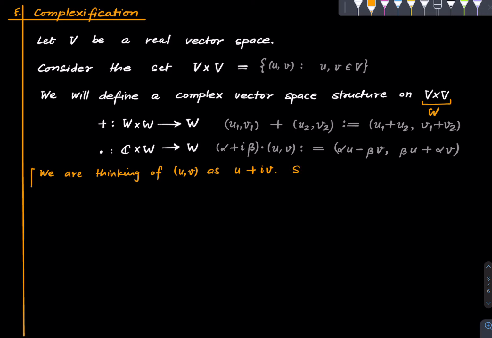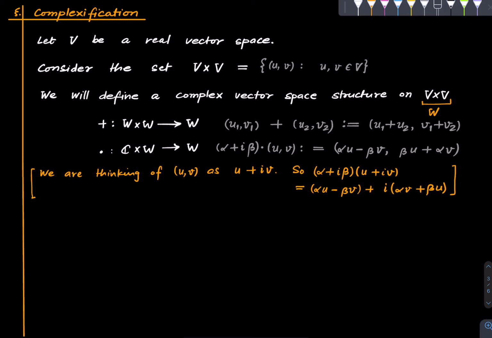So alpha plus i beta times u plus i v, if you just formally apply how you multiply complex numbers, is this times that, then this times that, but i times i is minus 1. So the real, quote unquote, part would be alpha u minus beta v, and the complex part would be alpha v plus beta u. That is what's going on in the definition. This is what motivates the definition.